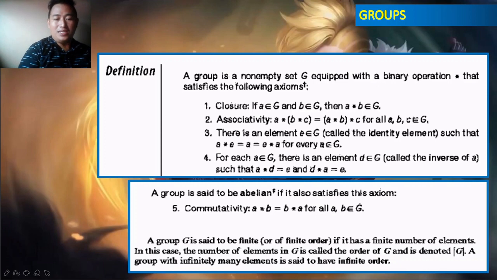Okay? So in this case, the number of elements in G is called the order of G and is denoted by this one, the absolute value of G. This is the order of G. The reading is: the order of G. Okay, and a group with infinitely many elements is said to have an infinite order.